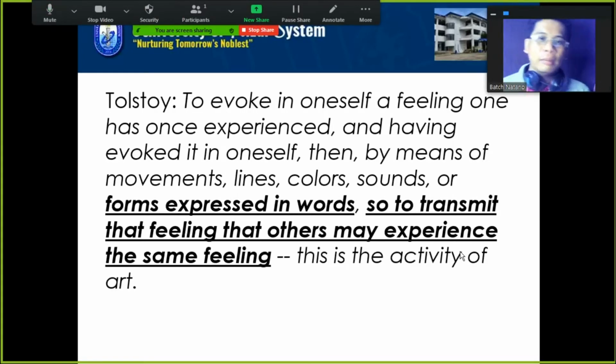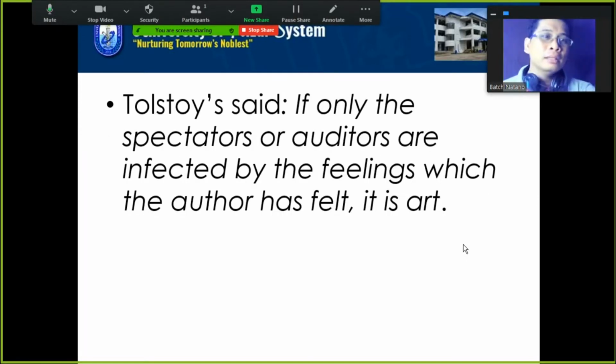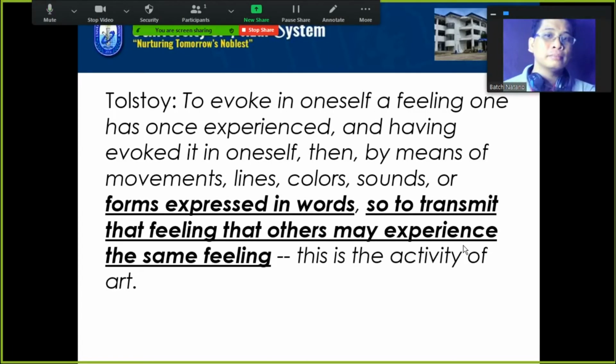Now, sabi ni Tolstoy, to evoke in oneself a feeling one has once experienced, and having evoked it in oneself, then by means of movements, lines, colors, sounds, or forms expressed in words, so to transmit that feeling that others may experience the same feeling, this is the activity of art. Ito yung binanggit ko kanina, na naramdaman noong mga audience mo, yung gusto mong maramdaman nila, then that is an art. Okay?